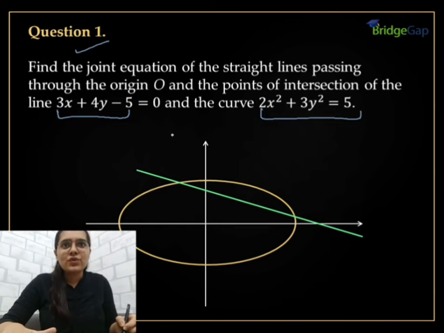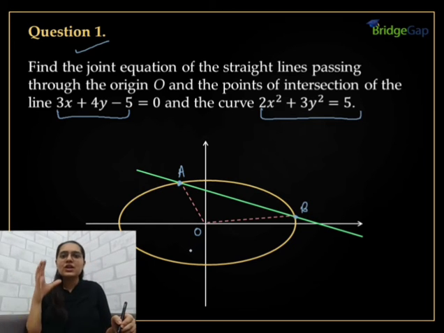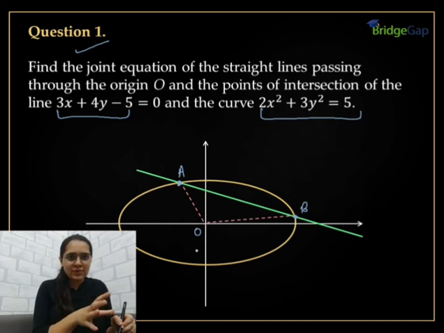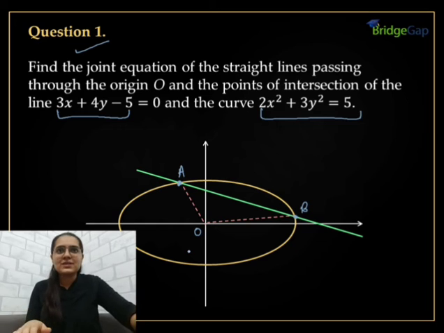So what do we have to find? We have to find the joint equation of the straight lines passing through the origin and the points of intersection. So these are the points of intersection A and B here. And what do we have to find? The lines joining OA and OB. So we have to find the joint equation of OA and OB. So definitely we can tell that the method of homogenization is going to be applied here, right?